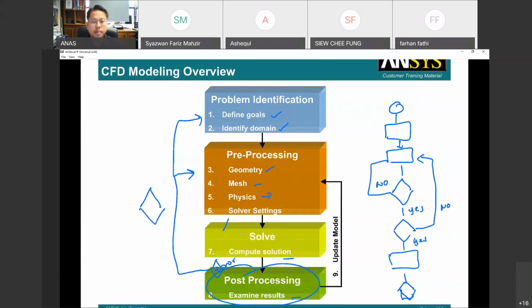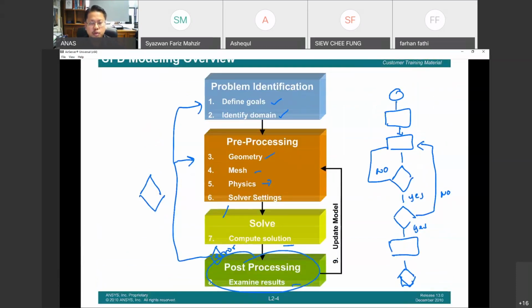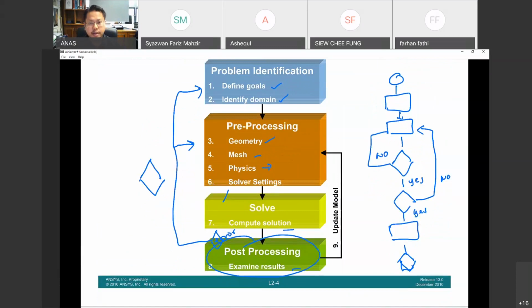Maybe your domain is too small, maybe your geometry is not conformal. Okay, we discussed this. There are so many potential errors.